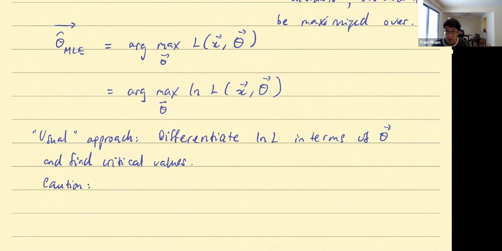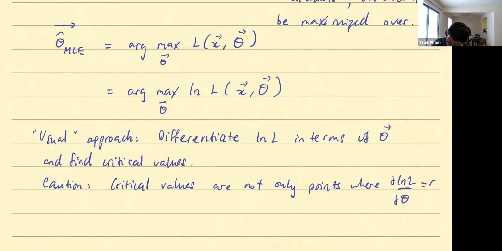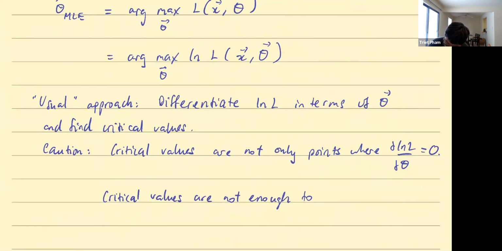So there are two common mistakes, or actually one common mistake that students tend to make: critical values are not only the points where the partial derivative is equal to 0. In other words, setting the derivative equal to 0 is not the only place where you have critical values, as you'll see. The second one is really more like a remark: critical values are not enough to make sure that they are the max.